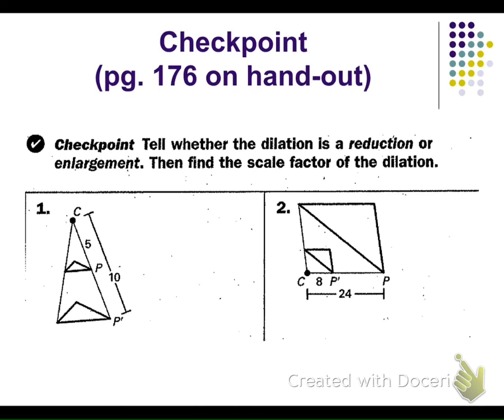So now we are on to this slide. I'm not going to give you guys the handout, but we want to tell whether the dilation is either a reduction or an enlargement, and we want to find that scale factor. So our original is from C to P. From C to P prime, it's going to be an enlargement because it got bigger.